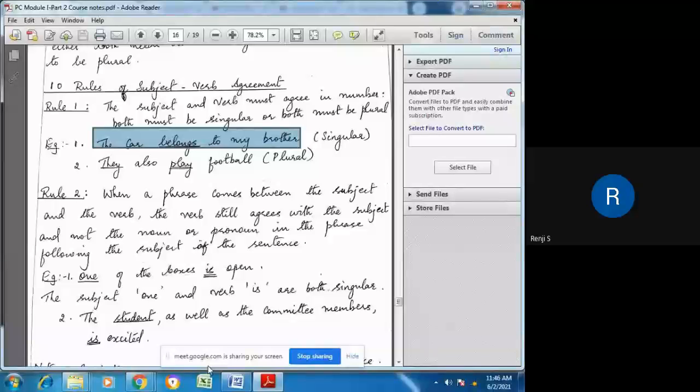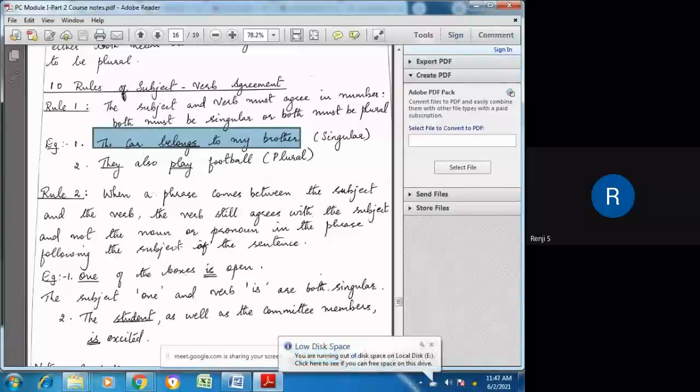Now, which is the verb? The car belongs to my brother. Which is the verb? A verb shows ownership, etc. Not only action words, it also shows ownership, etc. So belongs. Yes, the car belongs to my brother. So here in this sentence, car is the subject, belongs is the verb.